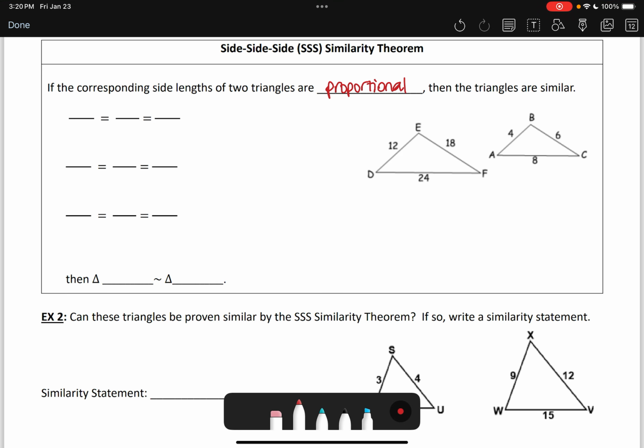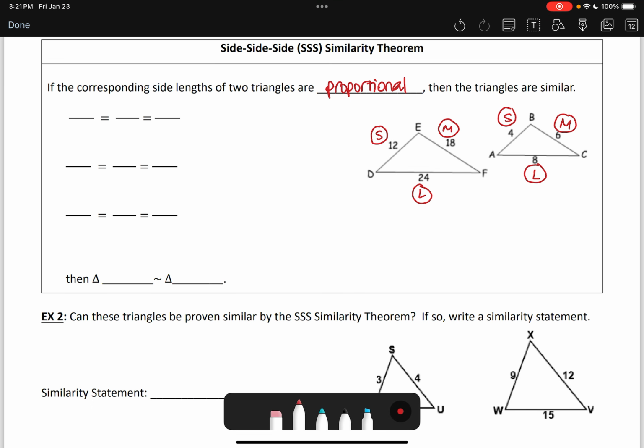So in this case, what that would indicate here is that if we're looking at these two triangles, and this is going to represent our first example, how am I supposed to identify what sides are corresponding? Well, if you look at triangle DEF, I see that 12 is the smallest, 18 is the medium, 24 is the largest. In triangle ABC, 4 is the smallest, 6 is the medium, 8 is the largest.